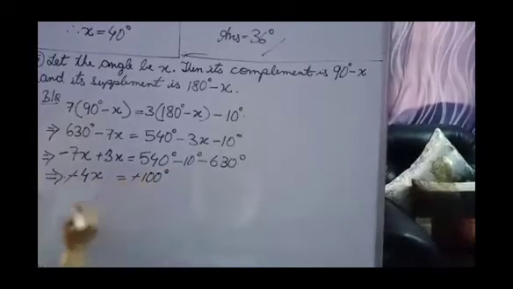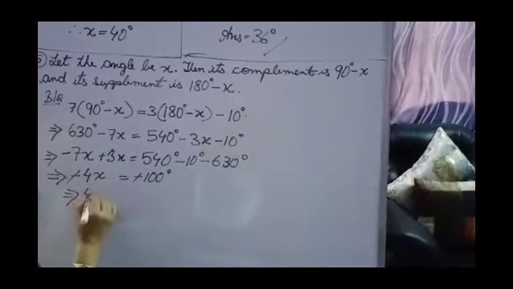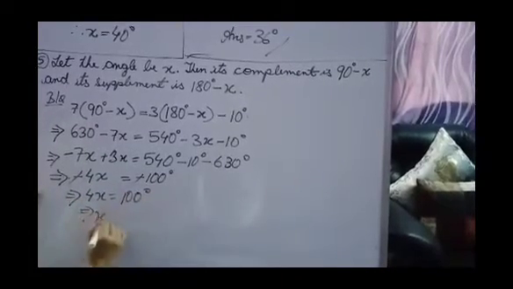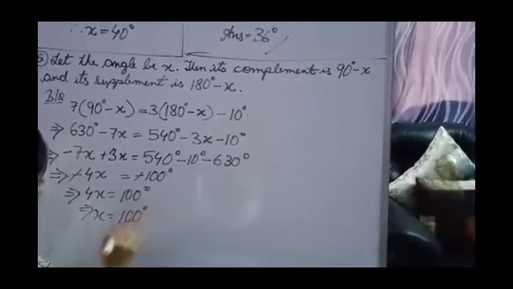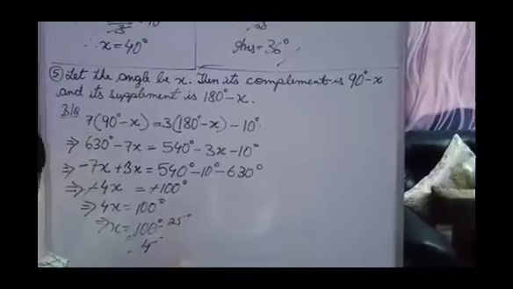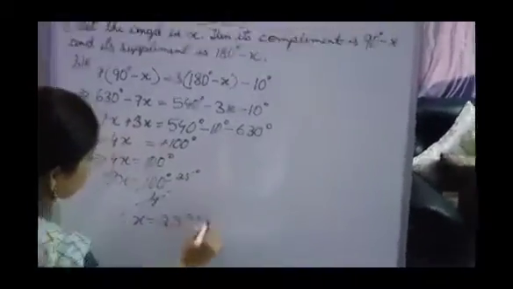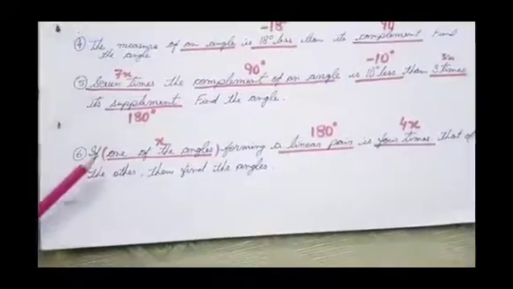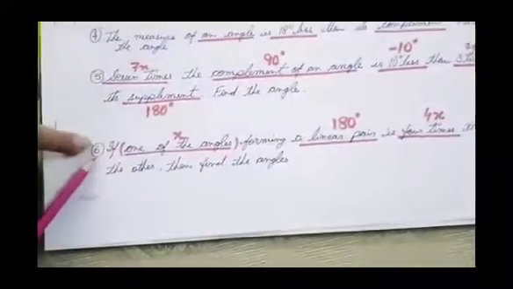So minus minus cancel, and so 4x is equal to 100 degrees, or x is equal to 100 degrees divided by 4, and that is equal to 25 degrees. Therefore, x is equal to 25 degrees. This is the answer.